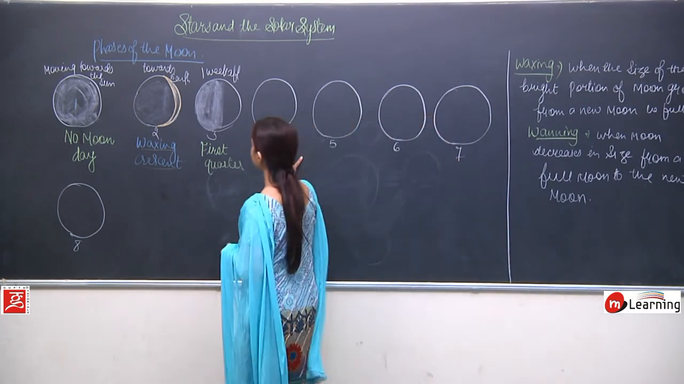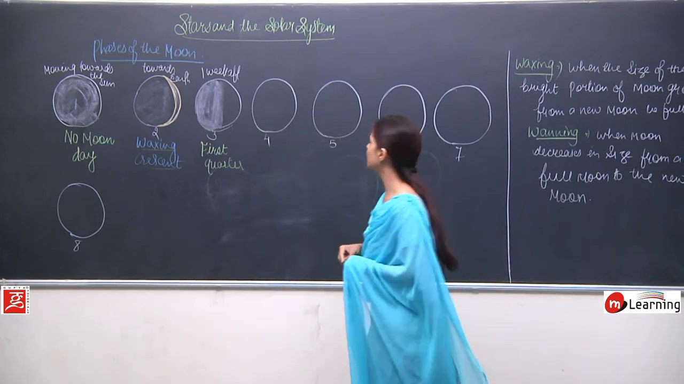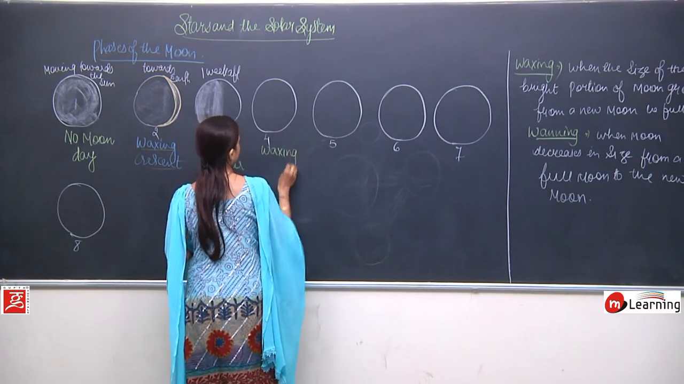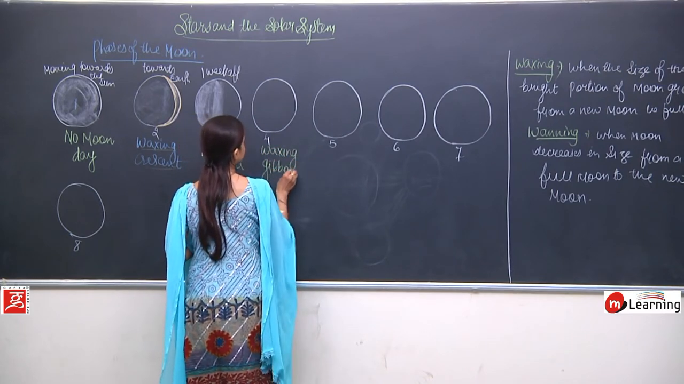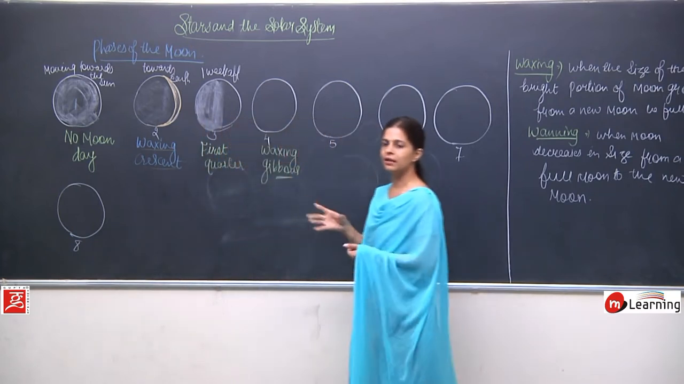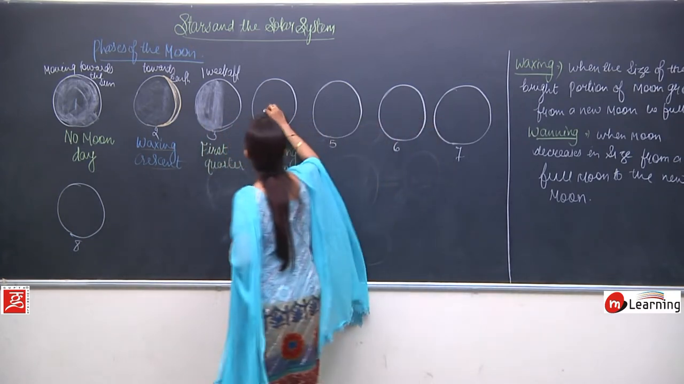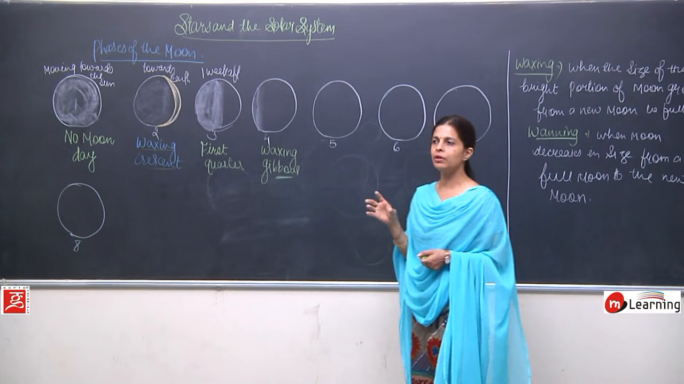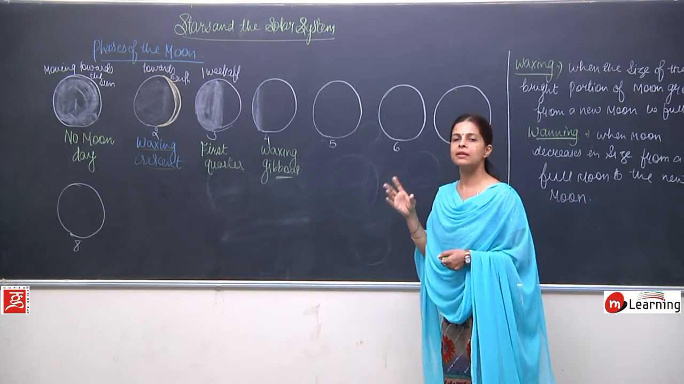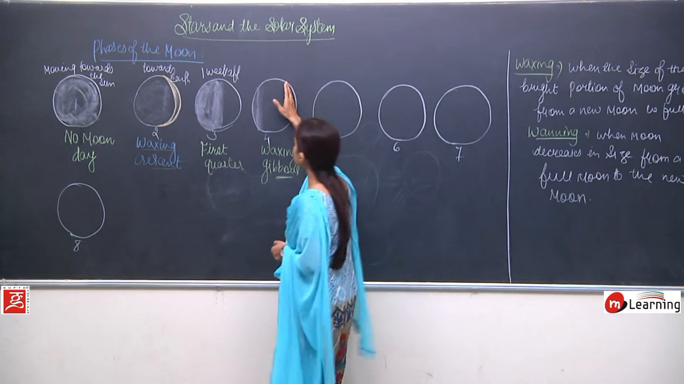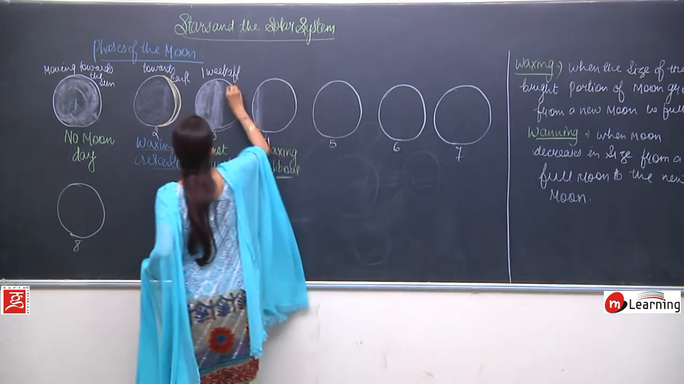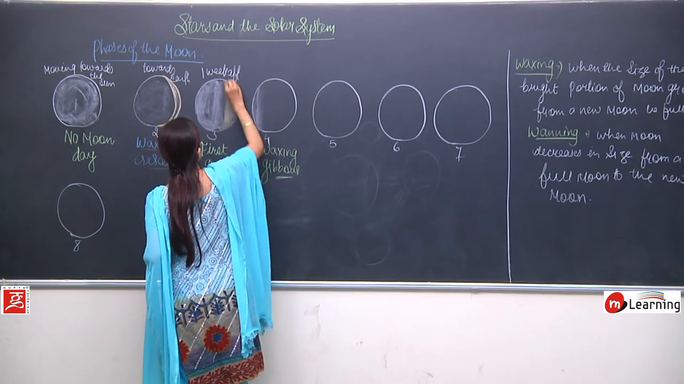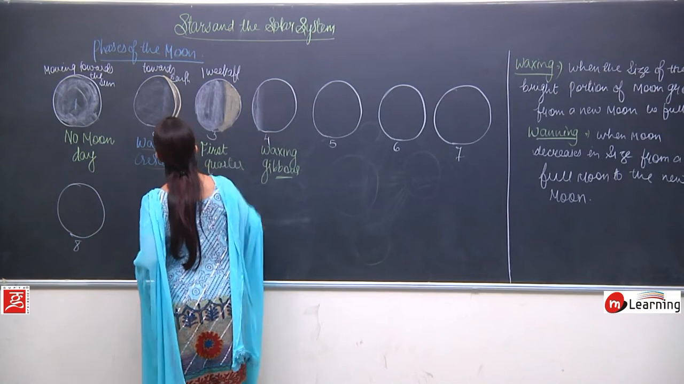And now the next stage, that means the fourth stage, will be waxing gibbous. Now gibbous actually means the bigger one, the big. So here again a lot of the moon is visible. It is not the full moon, but it is almost approximately the full moon. So now this part is visible. I have not drawn over here. See, this part is visible and the white part is not visible.